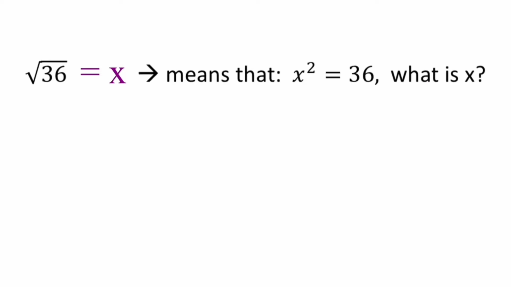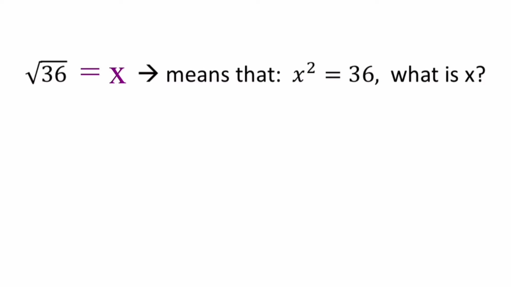So this is read as square root of 36. If we wanted to know the value of square root of 36, we can go ahead and set this whole expression equal to x. So this is read as square root of 36 equals x. Now we are going to rewrite this into its equivalent exponential form. This equation means that x squared is equal to 36.